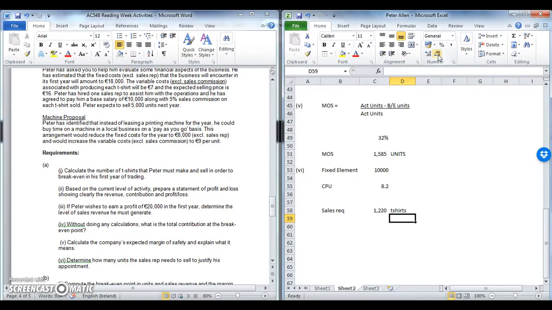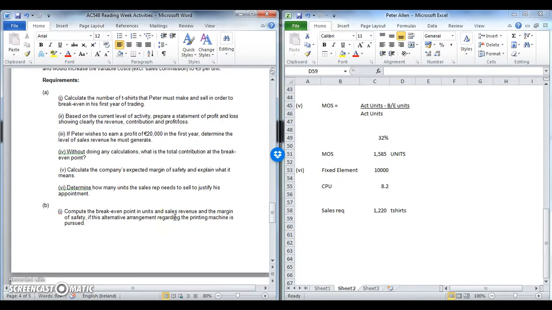So again, a small part, but it makes you think about what's the difference between fixed and variable costs, and how that relates to a practical scenario such as that.